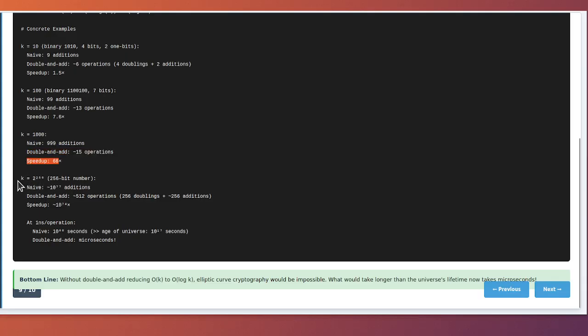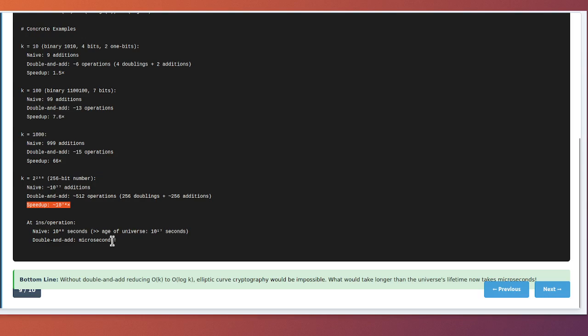Now, here is where it gets truly dramatic. For a 256-bit number like those used in Bitcoin and Ethereum, k is approximately 2 to the power 256, which is roughly 10 to the 77th power. The naive method would need about 10 to the 77th additions. The double and add method needs only about 512 operations. That is around 256 doublings, plus up to 256 additions for the 1 bits. The speedup factor is approximately 10 to the 74th power.